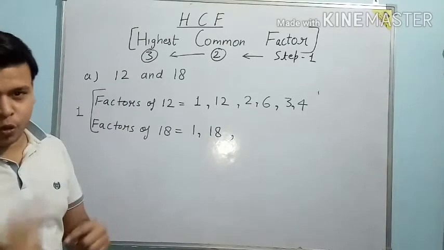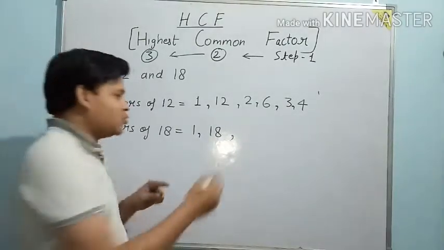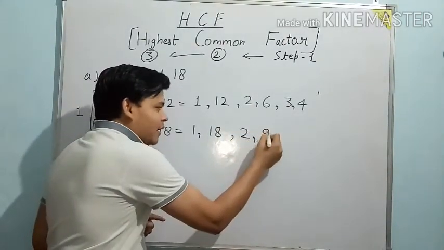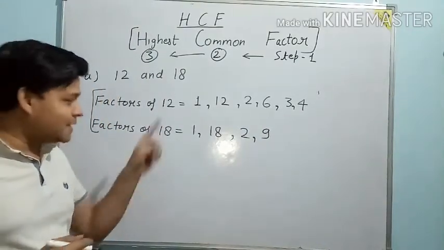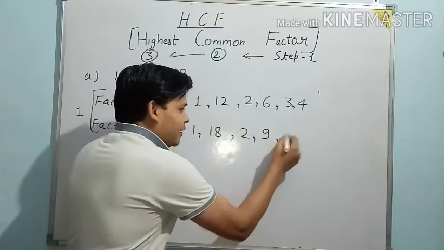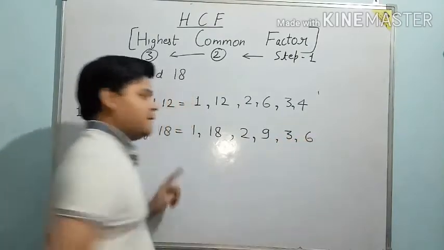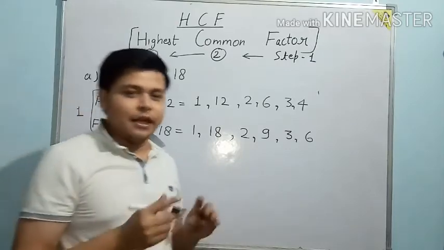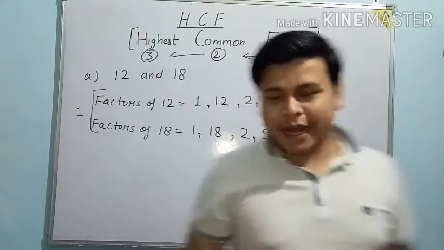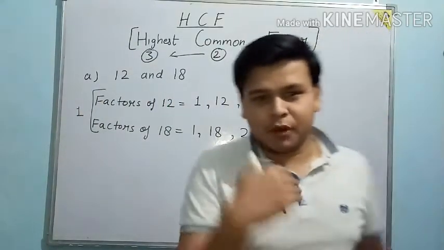Then after 1, 2. So 2 times 9 is 18. So I write here 2 and 9. After 2, what comes? 3. So 3 times 6 is 18. So I will write here 3, 6. After 3, what comes? 4. But as we all know very well, in the table of 4 we will not get 18. So we will skip this number 4.